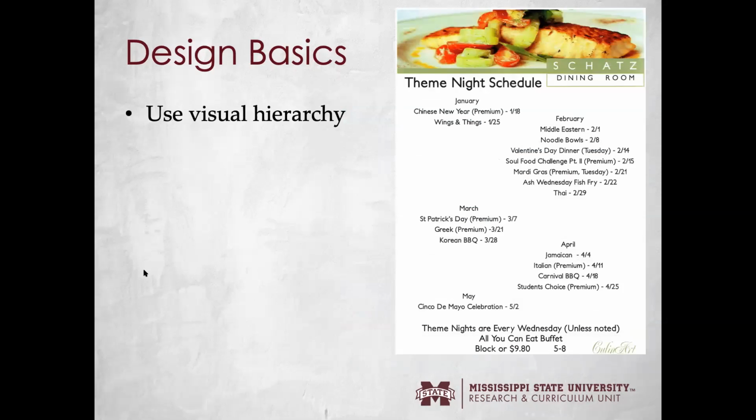Use visual hierarchy. Take a look at this restaurant schedule. Aside from the main heading, all of the text looks pretty much exactly the same. Upon first glance, all you see are undefined blobs of text. There's no delineation between the month, the themes, or the dates. A different color, font, or type size for the months would make it more immediately apparent that what I'm looking at here is a schedule.